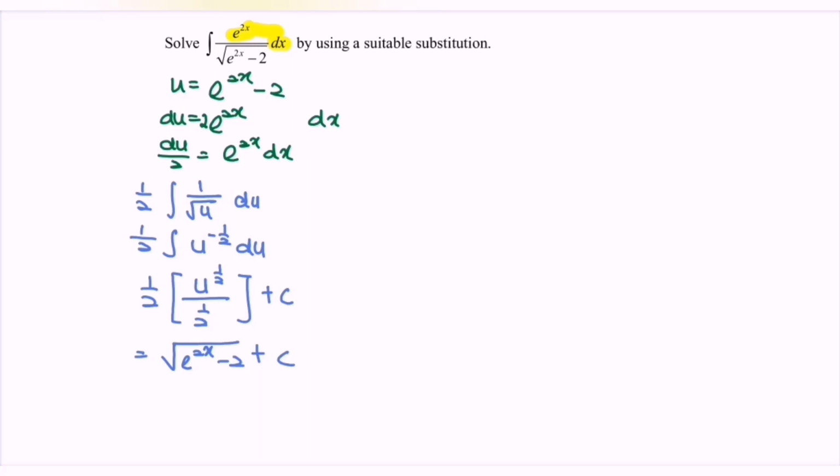So we can rewrite: the integral of e^(2x) over square root of e^(2x) minus 2 dx is equal to square root of e^(2x) minus 2 plus c. So that will be the answer.